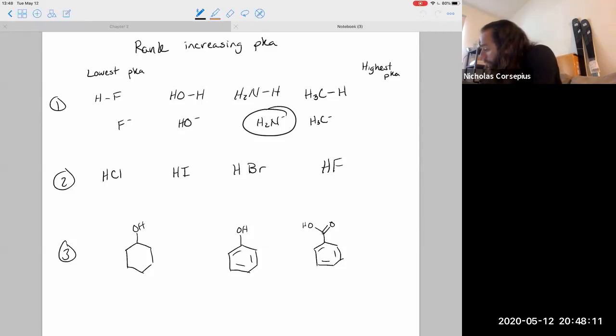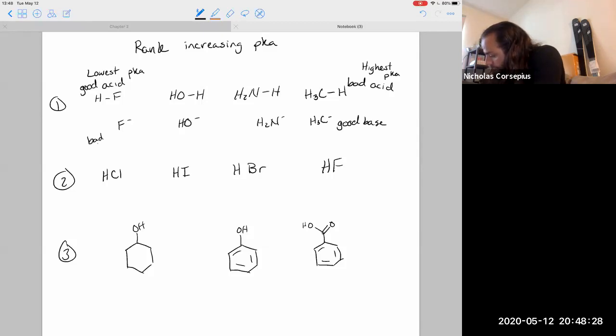So in terms of lowest pKa, this is a good acid, this is a bad acid, and the conjugate bases trend the exact opposite. So this is a good base, and this is a bad base. So your instinct that a hydroxide ion is a good base is true, all right? But in comparison to the amide, and certainly in comparison to the carbon ion, it's not even close.